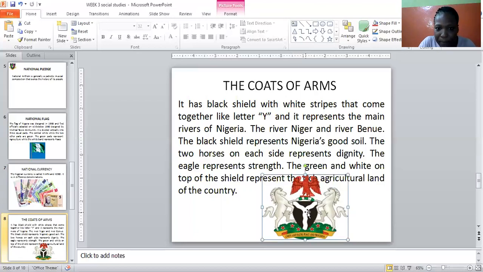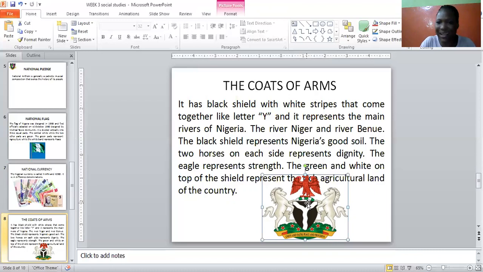Now we have the black part of the shield. The black shield represents Nigeria's good soil. I told you the major occupation of Nigeria is farming. The black shield represents the good soil that helps us with the farming. Then we have the two horses, the first horse and the second horse, on each side of the shield. They represent dignity. Wherever you go, your dignity, your integrity matters.